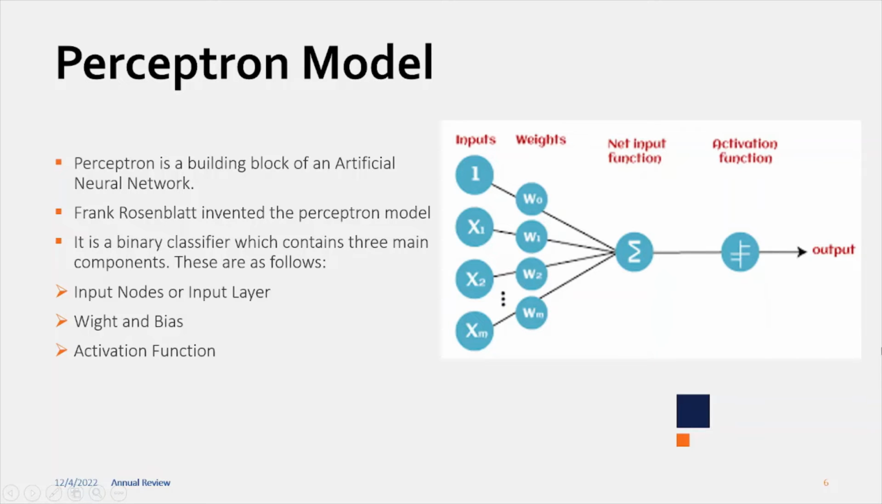Next is the perceptron model. It is the simplest neural network model. It is also known as the building block of an artificial neural network. It was developed by Frank Rosenblatt. It is a binary classifier which consists of three main components. These components are input nodes or input layer, weights and bias, and activation function.